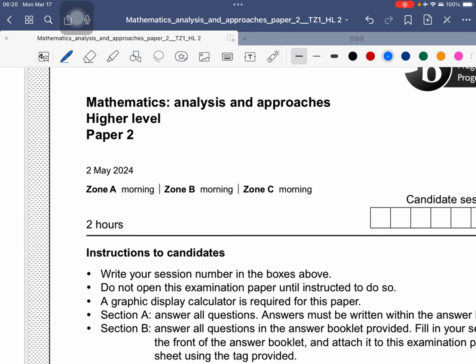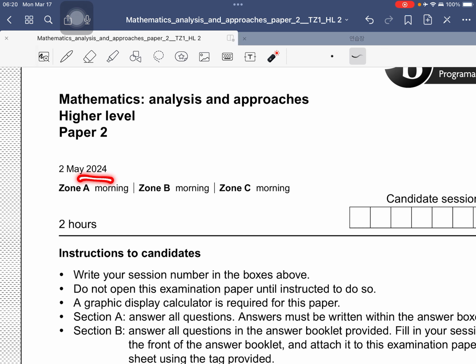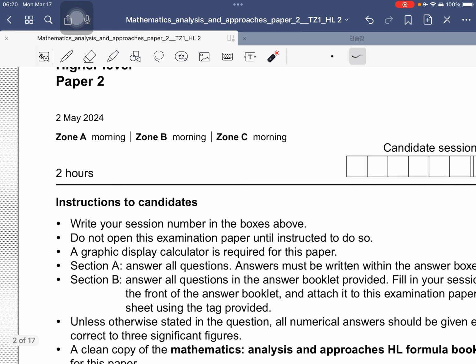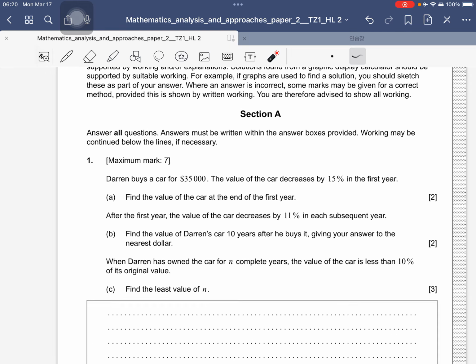Okay, this is 2024, paper number 2. Okay, question number 1.